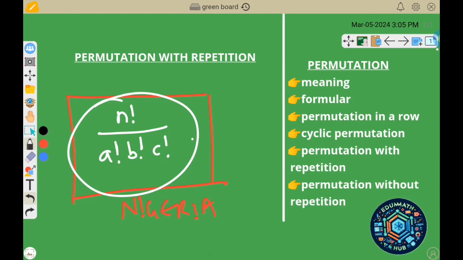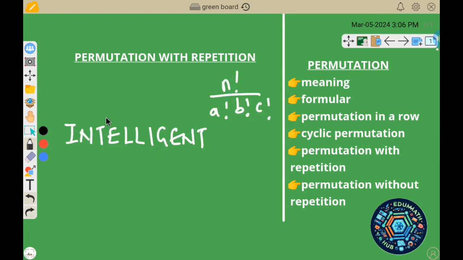Now let me give you an example. It might be asked in your examination, a question like this: in how many ways can letters of the word intelligent be arranged? Intelligent. The first thing to do is to count the number of letters in the word. So you have 1, 2, 3, 4, 11. So n is 11, the number of objects here.